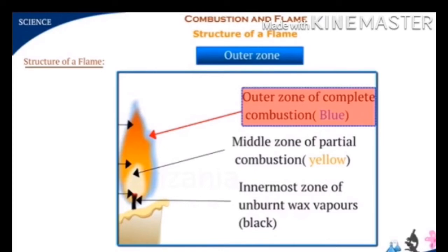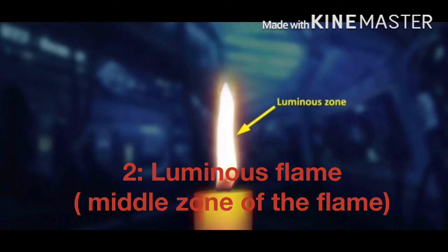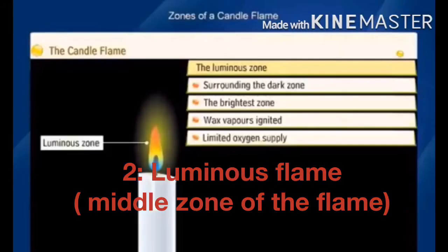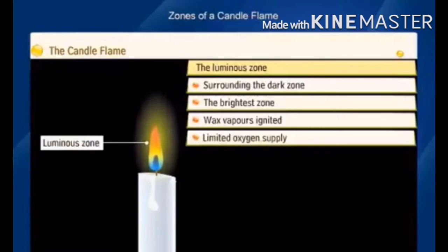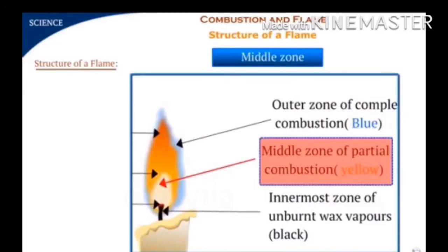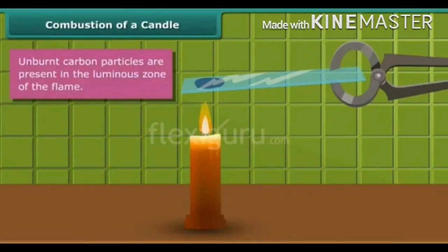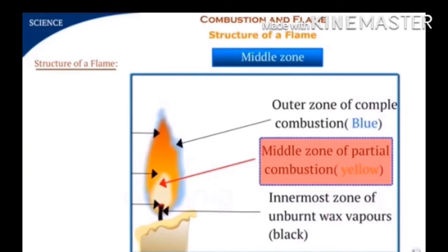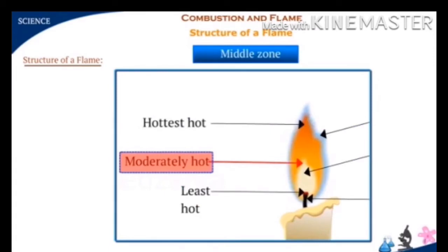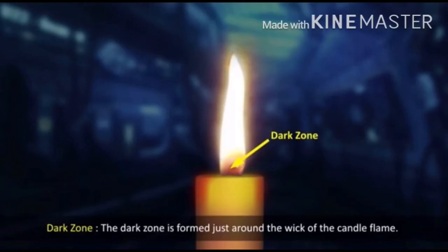Next one, luminous zone or the zone of incomplete combustion is moderately hot. The wax vapors do not burn completely as the supply of oxygen is inadequate. It leaves a blackish ring and other residues on an object placed here. The carbon particles glow, emitting a yellow light. It is the middle zone of the flame.